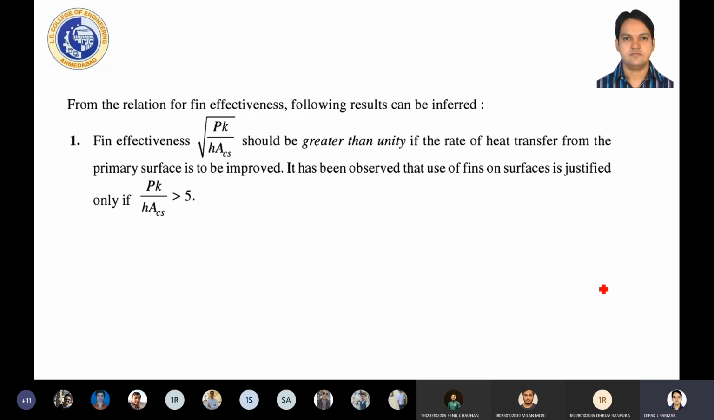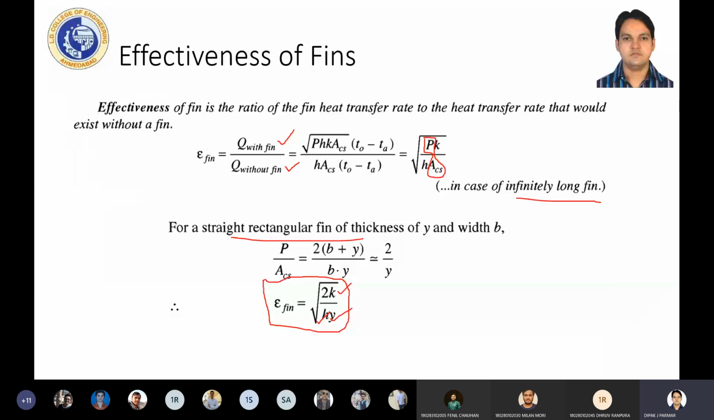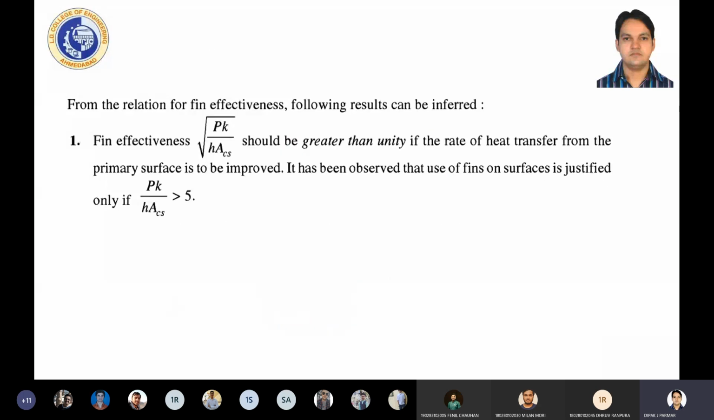So this is what we have discussed: 3 different cases of fin and the efficiency of fin as well as the effectiveness of fin. Now from the relation of fin effectiveness, the following results can be inferred. We have derived the equation for effectiveness. Let us discuss the results inferred from this effectiveness term. The fin effectiveness, that is under root Pk divided by hAc, should be greater than unity, as I mentioned. As it is a ratio of heat transfer with fin to without fin, it should be greater than unity, and then it is useful.